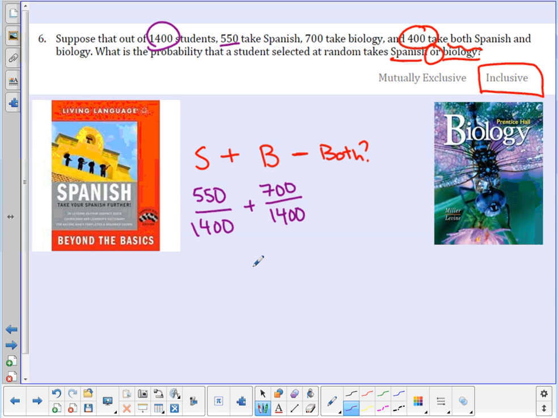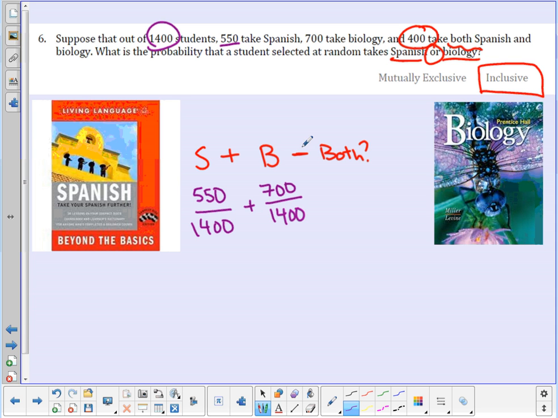Now, here's the problem. Let's say I pick you out as a student, and you're a student who takes both Spanish and biology. Now, you have been counted in this category in these successes. Okay, you've been counted there. And you've also been counted there because you're in the Spanish group and you're also in the biology group. So that's a problem. You are only one person and I cannot count you twice. I can only count you one time.